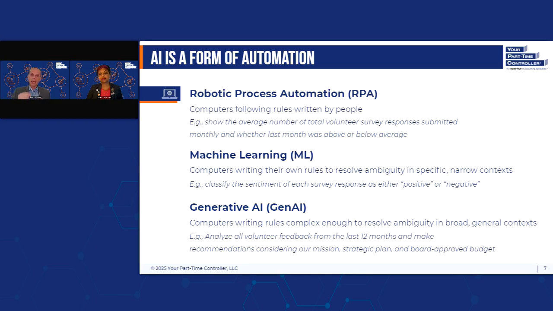Rather, it's a machine making its best guess based on patterns it's identified from data that we've given it that's been labeled previously. Okay, so in some sense, a smaller leap, but also a very big leap from machine learning to generative AI is what allows us to do something like analyze all volunteer feedback from the last 12 months and make recommendations considering our mission, strategic plan, and our board-approved budget, right? This would be a natural language question that we can ask, and a generative AI tool can actually answer that question for us.